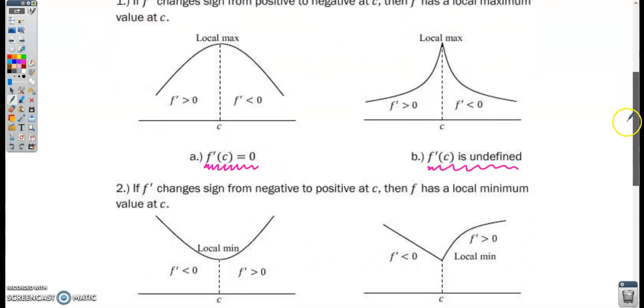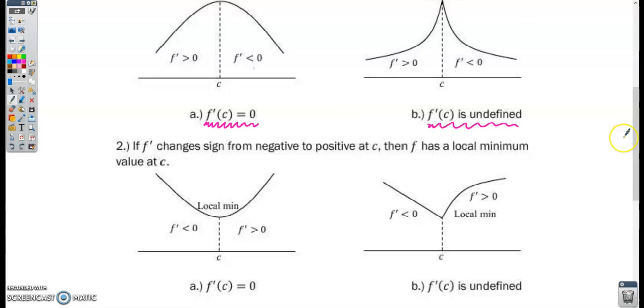Second scenario. Again, on the left we have a critical point where the derivative is 0, and on the right we have a critical point where the derivative is undefined. But here, if f prime changes sign from negative to positive, then we've got a local minimum. So f prime is negative here, and therefore the function's decreasing. And then we hit the critical point, and then f prime is positive to the right of there. That is indicative of a local minimum.